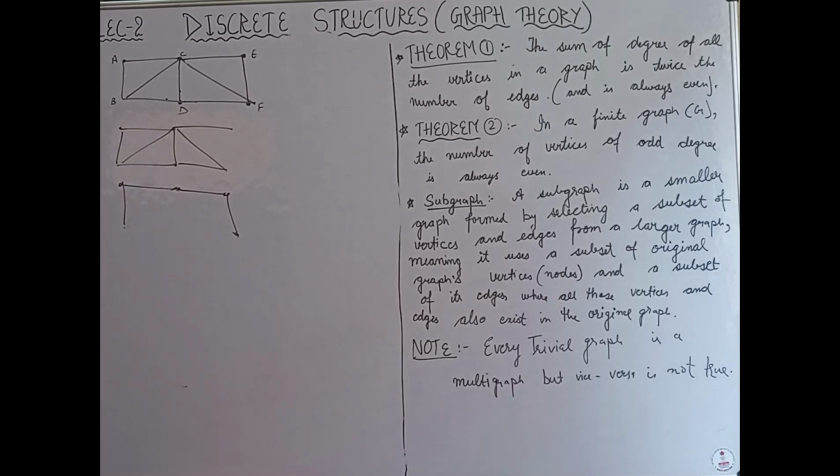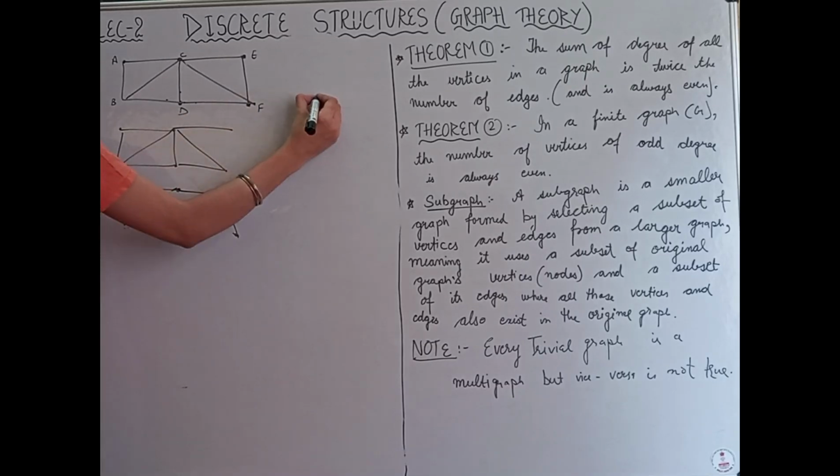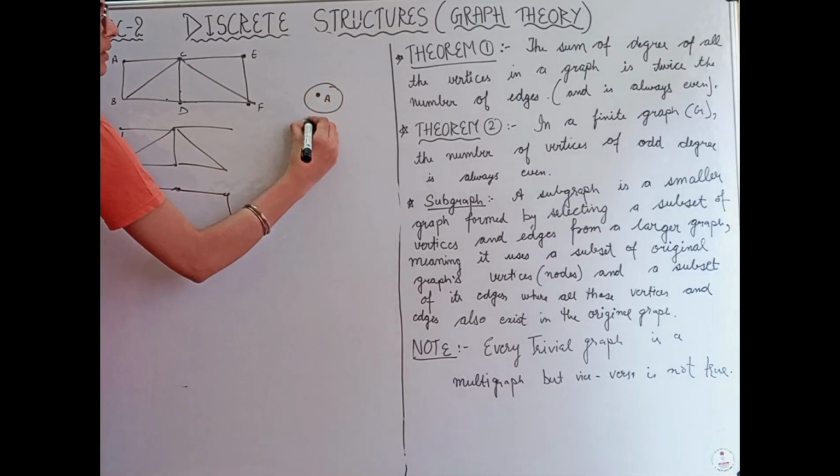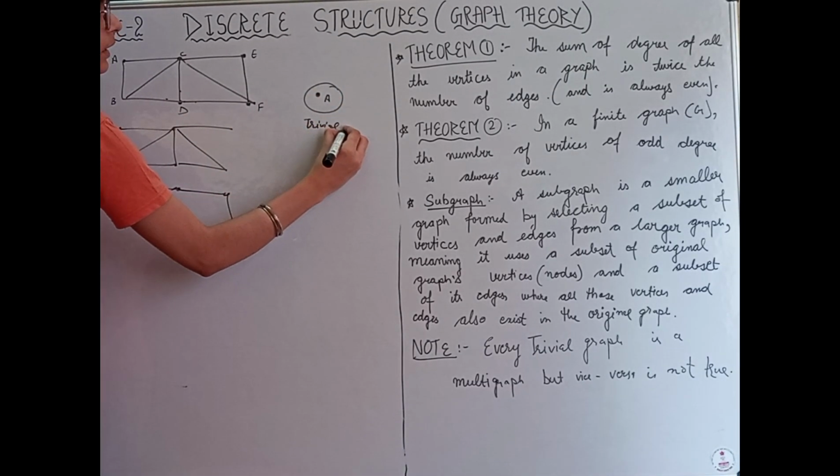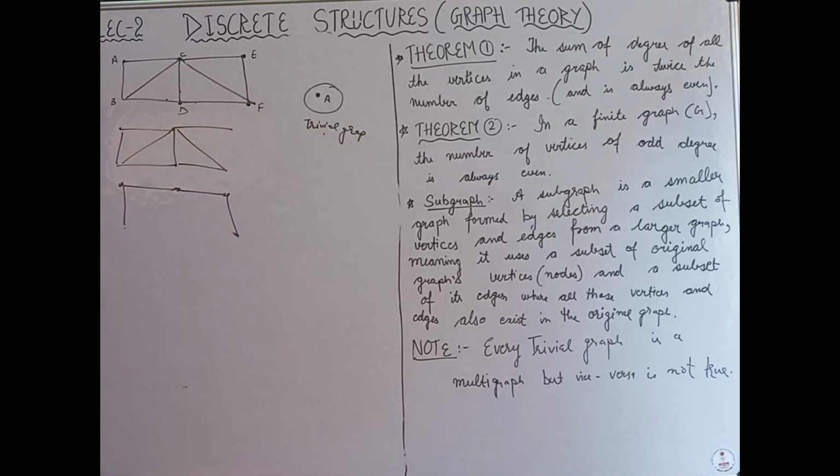And note which we left in the previous video: every trivial graph is a multigraph. In the previous video we covered what a trivial graph is. A trivial graph is the simplest, smallest possible graph. If we make one vertex like this, then this is called a trivial graph. So this is always a multigraph. Multigraph means the graph which consists of self loops and parallel edges. So this trivial graph is always a multigraph, but every multigraph is not a trivial graph. Vice versa is not true. I have written that.